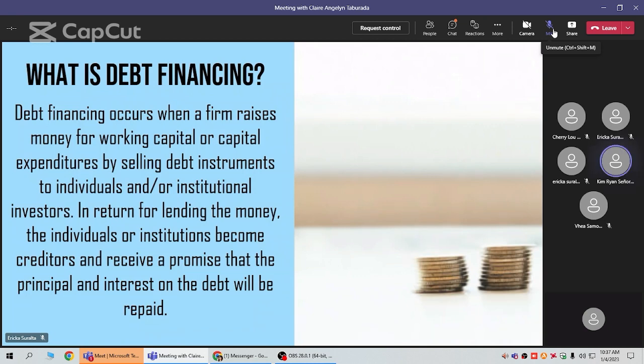Okay, so now let's talk about debt financing. So what is debt financing? Debt financing occurs when a firm raises money for working capital or capital expenditures by selling debt instruments to individuals or institutional investors. In return for lending the money, the individuals or institutions become creditors and receive a promise that the principal and interest of the debt will be repaid. So basically, debt financing is just like you borrow money and then you need to pay the interest and also the money you borrowed. Next slide please.